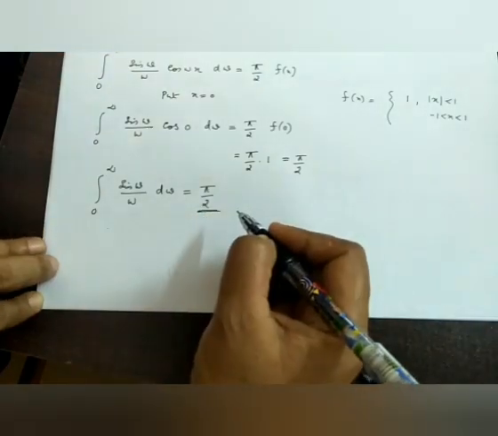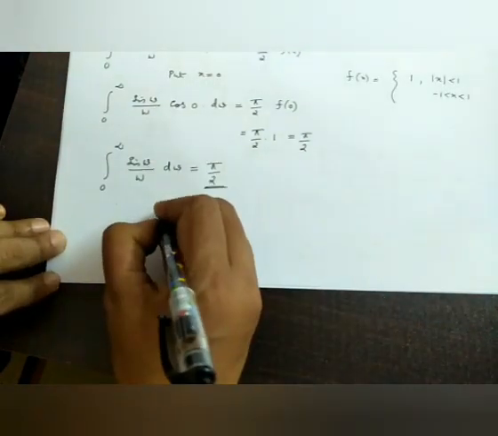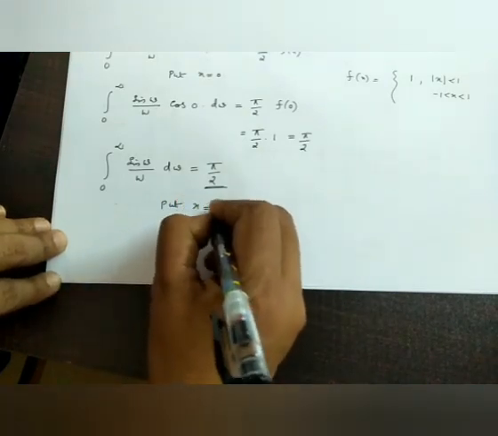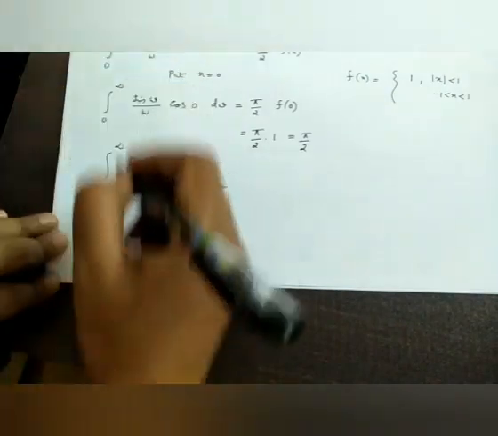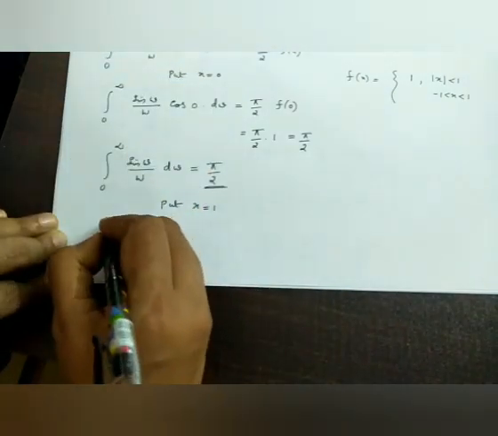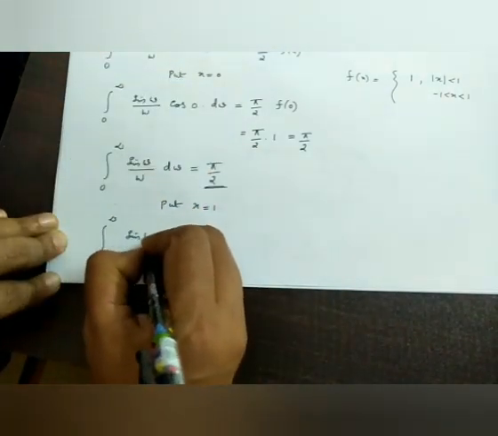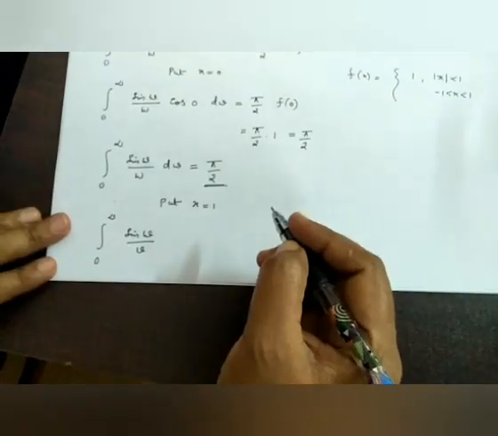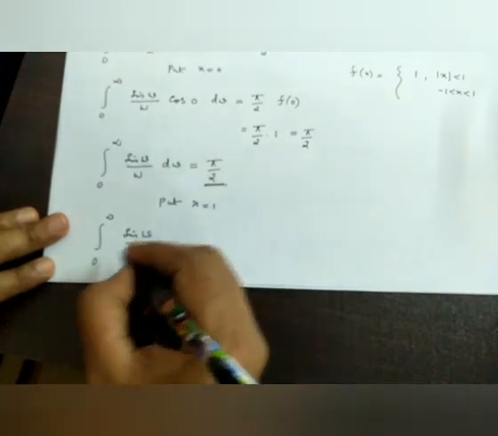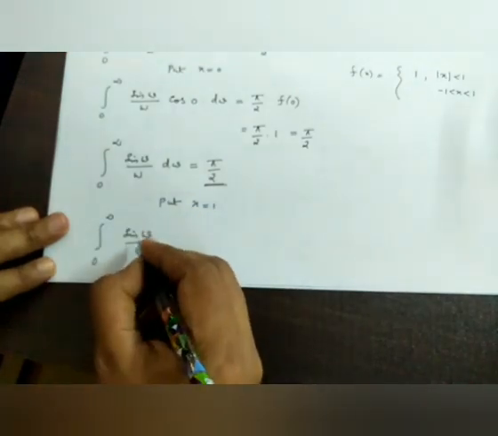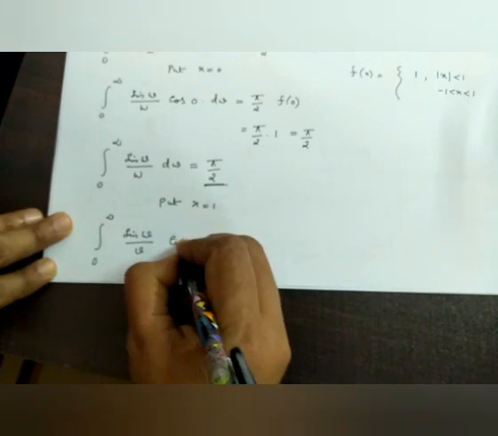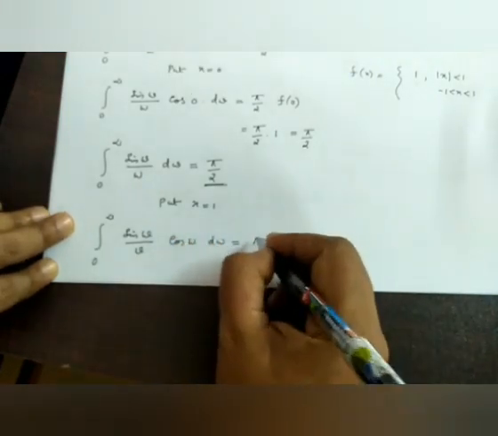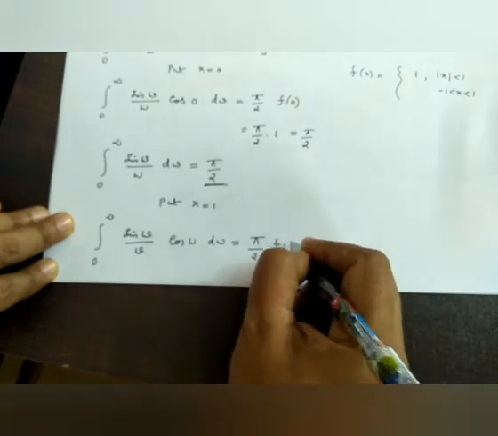Now for the second one, we'll put x is equal to 1. In this, put x is equal to 1. We'll get the integral from 0 to infinity of sin omega by omega cos omega d omega, which is equal to pi by 2 into f of 1.